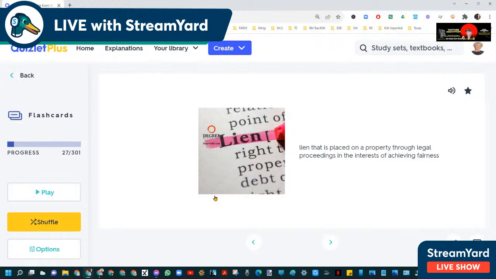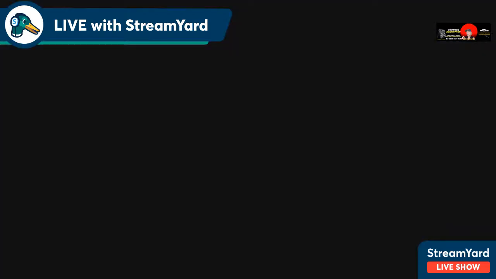A lien that is placed on a property through legal proceedings in the interest of achieving fairness. As you can see on the picture here, a lien. So a lien.